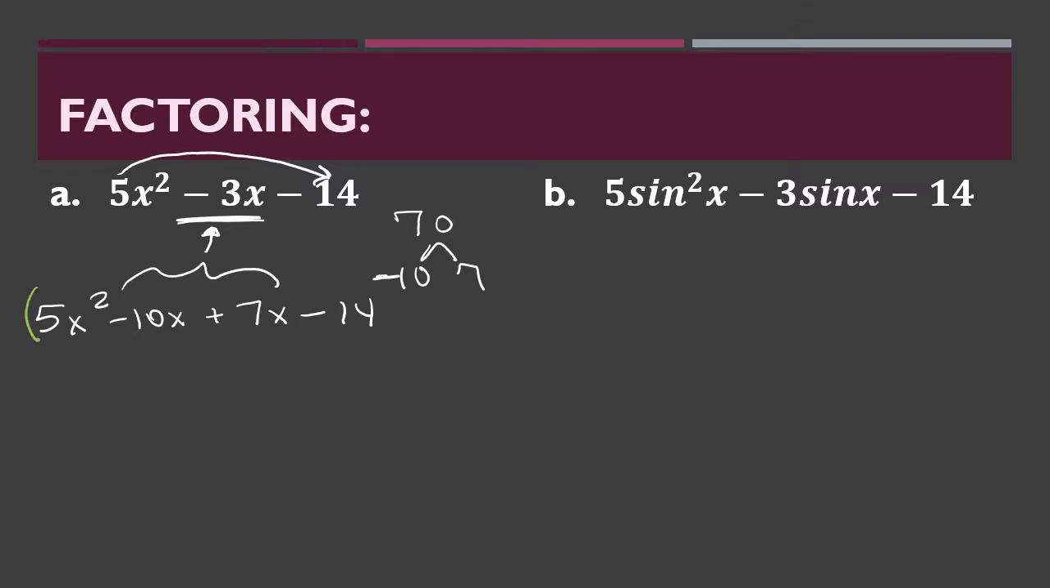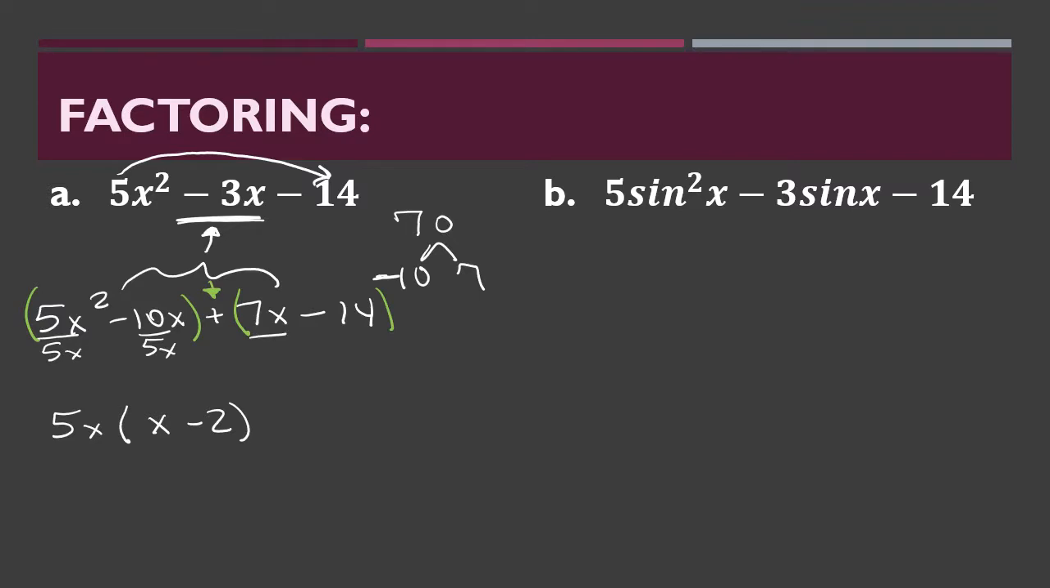So I'm going to make my first group. It's imperative that you do not group this sign right here in with the second group, because that would change the problem from addition to multiplication. So now I'm going to take each group and I'm going to GCF. Here I'm going to take out 5x out of both of these terms. So if I GCF out 5x, I am left with x minus 2.